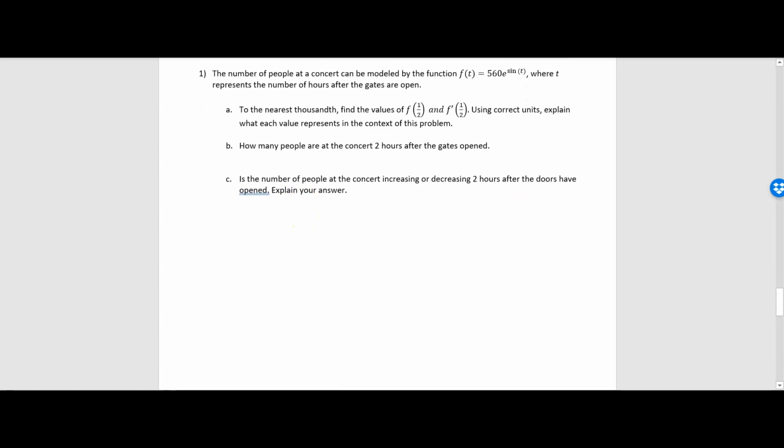Okay. So it says the number of people at a concert can be modeled by the function f of t, which is equal to 560 times e to the power of sine of t, where t represents the number of hours after the gates are open. So people are going to a concert. This function lets the people in charge know how many people are at the concert, a certain number of hours after they open. So part A says to the nearest thousandth, find the values of f of 1/2 and f prime of 1/2. Using correct units, explain what each value represents in the context of this problem.